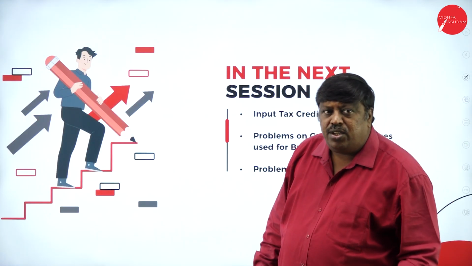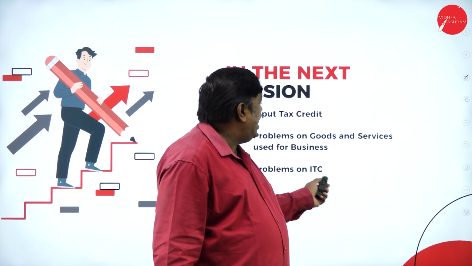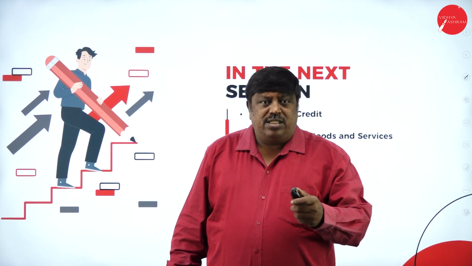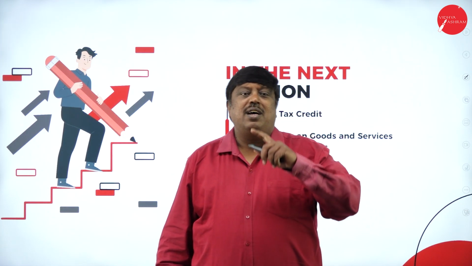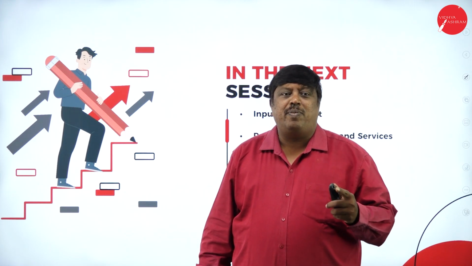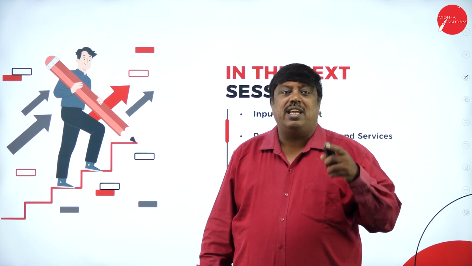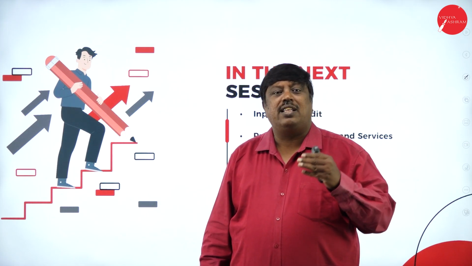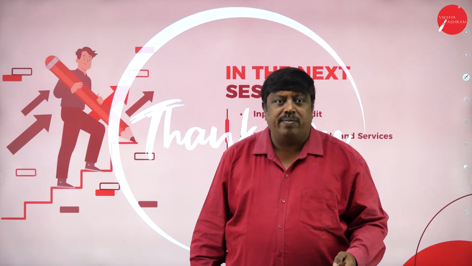In the upcoming session, we are going to discuss input tax credit and the problems on ITC and the ISD concept, that is input service distributors, adjustment with the head office and the branches. Whatever the amount paid by the head office, the benefit can be taken by the head office as well as all other branches. How to calculate that, we are going to discuss in the upcoming session.